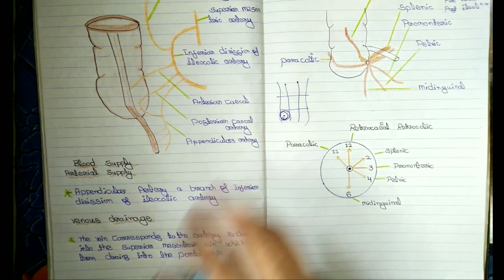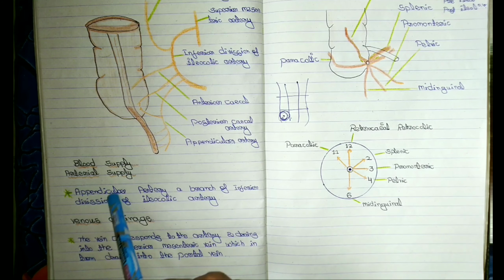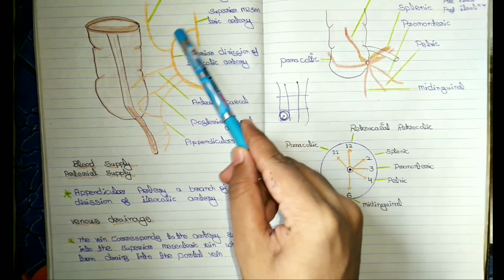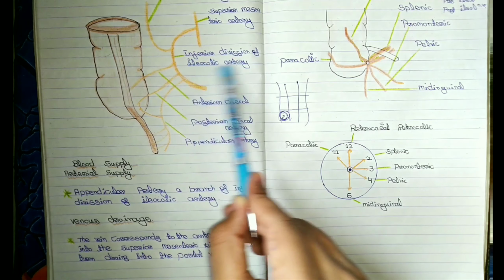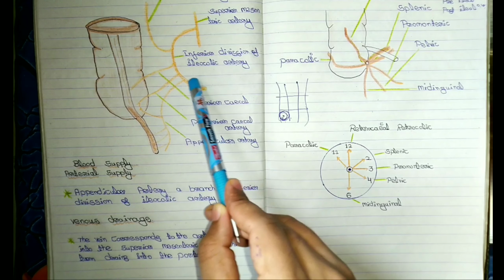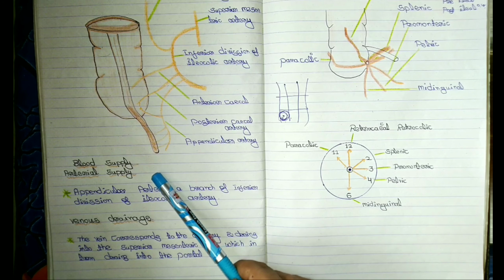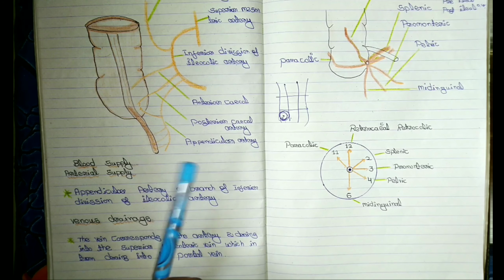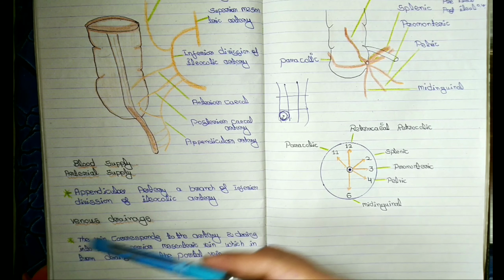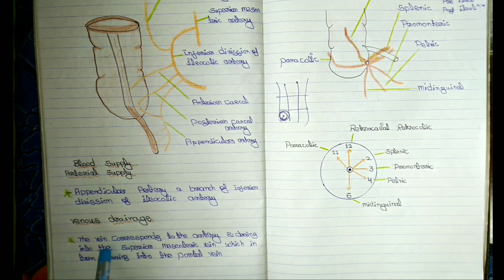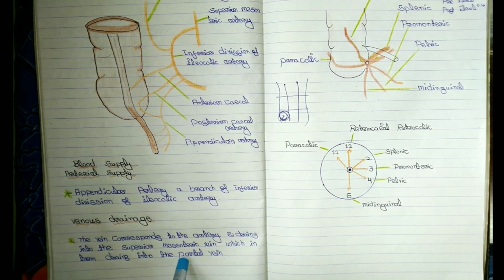Blood supply. Arterial supply is by the appendicular artery, a branch of the inferior division of the ileocolic artery, and also by the artery of Seshachalam. Seshachalam is the name of the scientist. Venous drainage: the vein corresponds to the artery and drains into the superior mesenteric vein, which in turn drains into the portal vein.